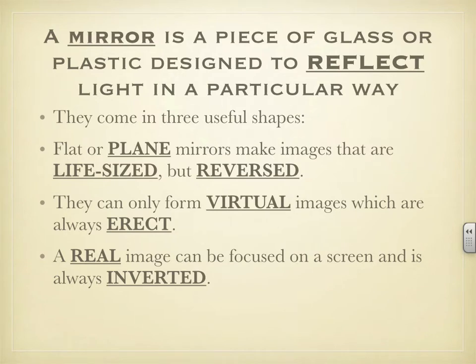A real image is the opposite of a virtual image. A real image is one that can be focused on a screen, and a real image is always inverted. If it's inverted, that means it's upside down. So a real image we can focus on the screen. Here on the screen, guess what kind of image we have? A real image. We can tell because it's focused on the screen.